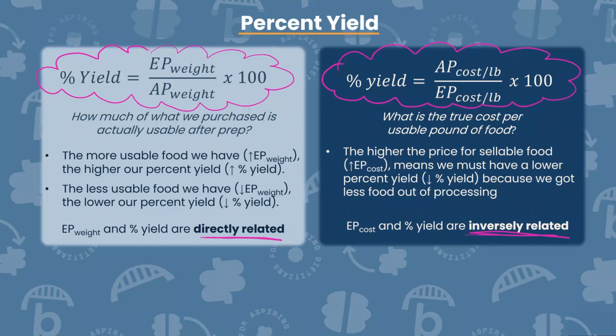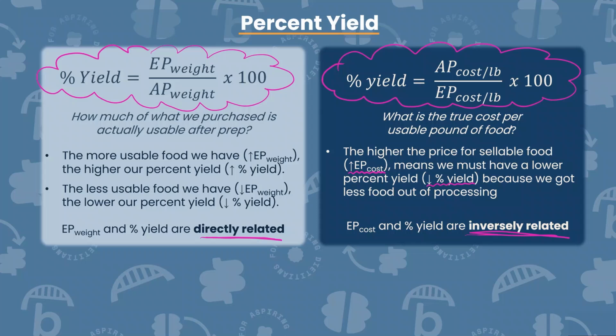If your percent yield goes down, that's because you've lost a lot of the food due to trimming or bones or waste. You're getting less usable food per dollar. So your EP cost per pound goes up. If your percent yield is high, that means your EP cost is lower because you're using more of what you paid for. It's all about value and waste. How much are you really getting for your money?